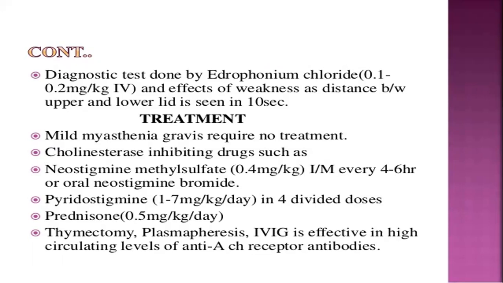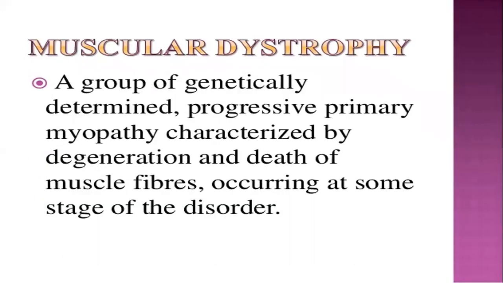Thymectomy, because these antibodies are produced in the thymus. So removing that will alleviate these excessive antibodies produced within the thymus. Plasmapheresis to remove these excessive antibodies, and immunoglobulin G therapy.